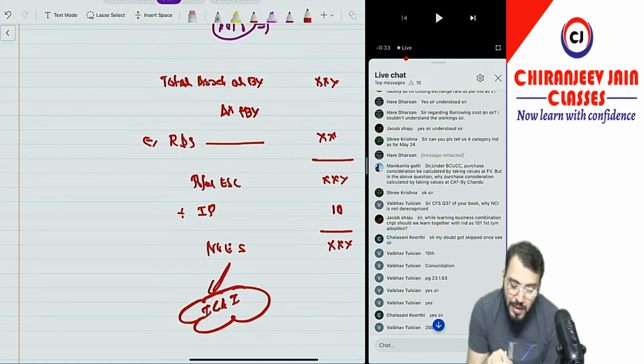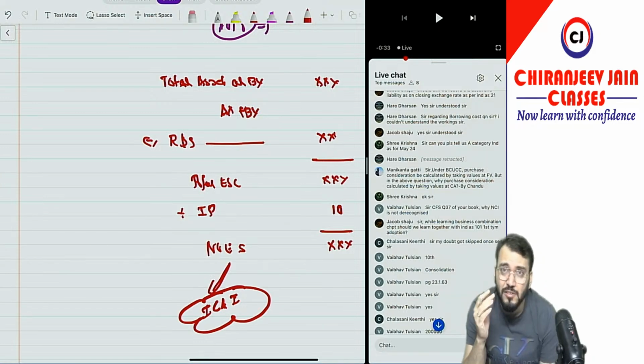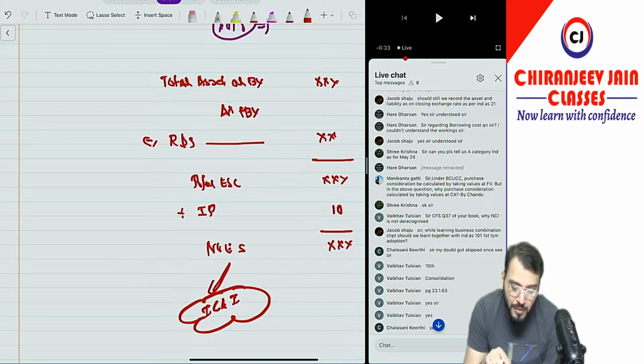Jacob, sir, while learning business combination, should we learn it together with Ind AS 101 first time adoption? No, not required. Business combination is a separate chapter, nothing related with Ind AS 101. Business combination can be done separately, and Ind AS 101 can be done separately. Understood? There is no relation in this chapter.